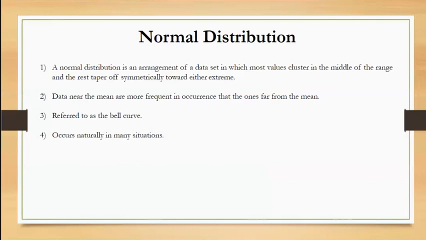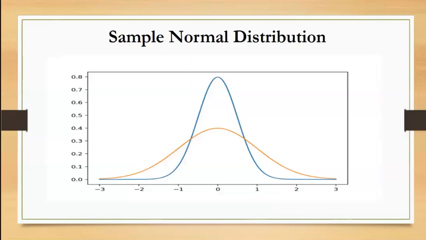Now, take a look at this figure. Both of these are normal distributions with an identical mean of 0. The blue distribution has a lower standard deviation than the orange one. So I hope you know what is standard deviation. It means how far the data is spread away from the mean. So the blue one has a lower standard deviation.